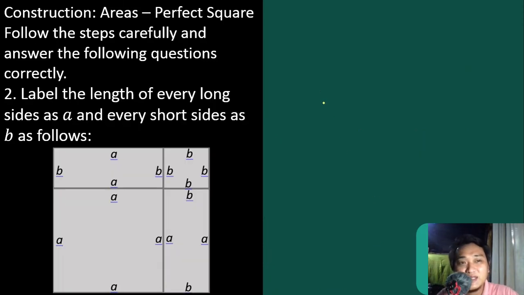Ngayon naman, ang gagawin naman natin, hati-hatiin na natin yung papel into several sections. So, we're going to label all the sides in this manner.